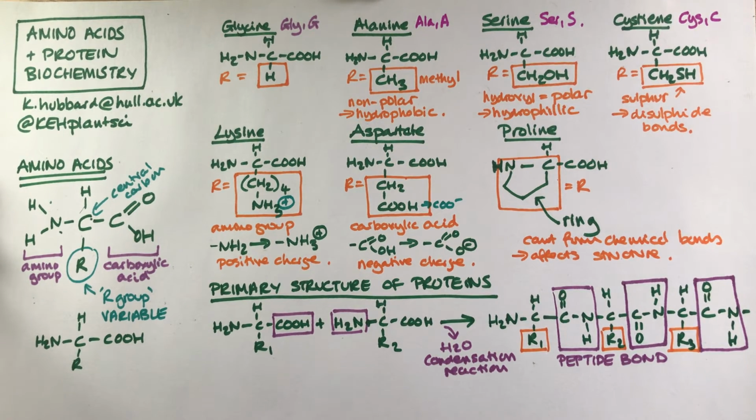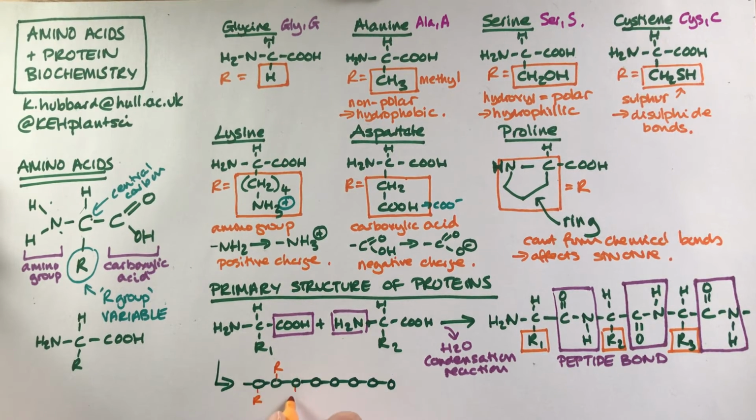So if we abbreviate that, here's our chain of amino acids. Each of these circles is an amino acid, and then we've got R groups sticking out. They tend to stick out on alternate sides like this.